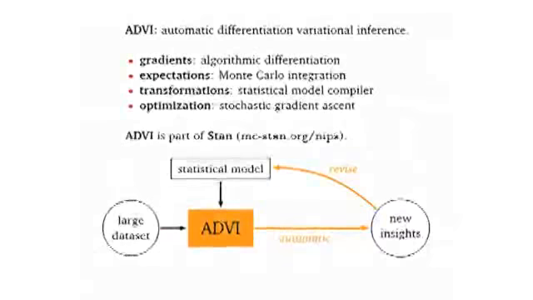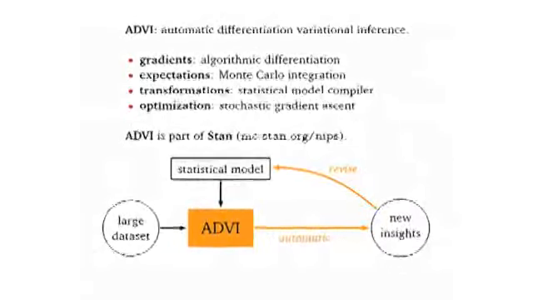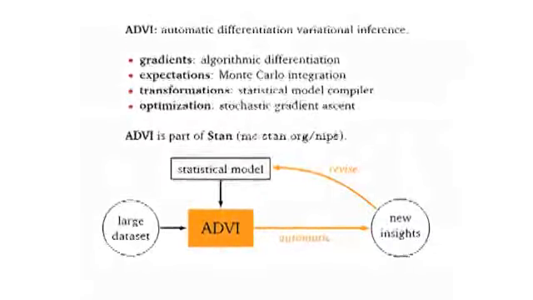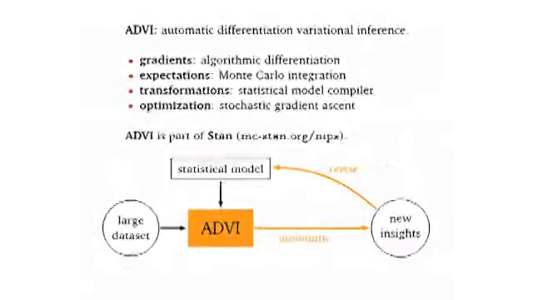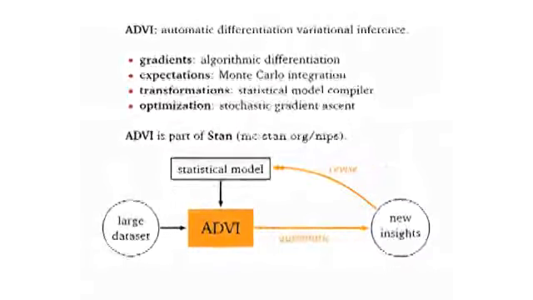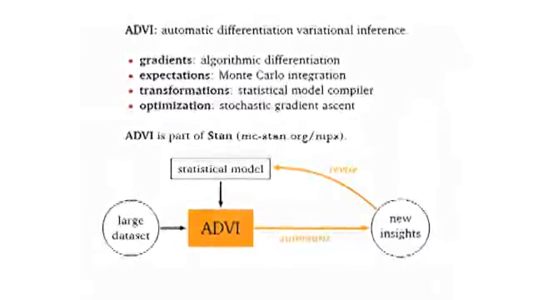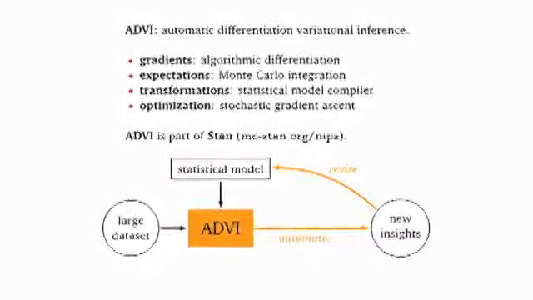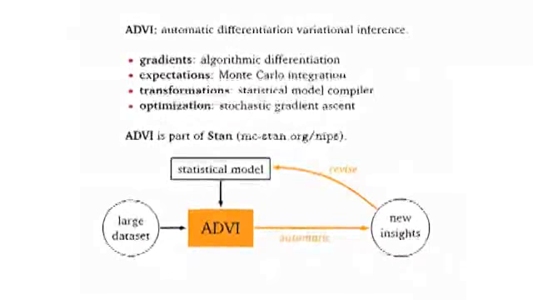What ADVI does is it paints a new picture for us. We can now take any statistical model that we write in a probabilistic programming system, in this case Stan, and instantly get a variational inference algorithm. No derivations, no coding. This allows us to close the loop. Our goal is to genuinely, rapidly, iteratively explore new models as we investigate large data sets, and ADVI is bringing us one step closer towards that goal.